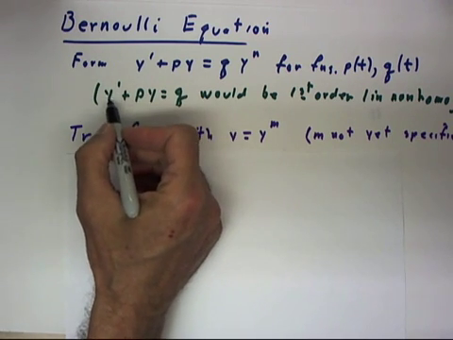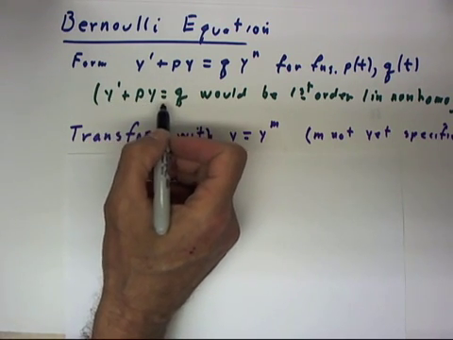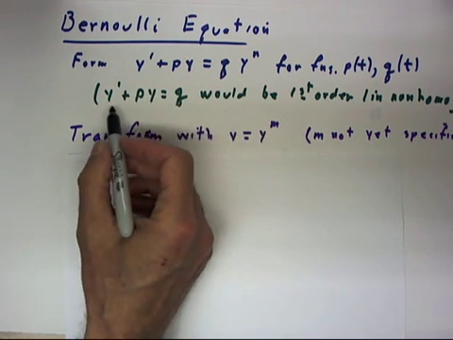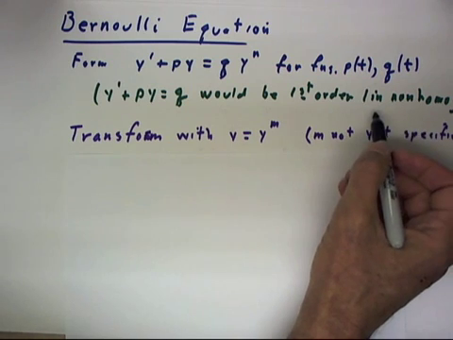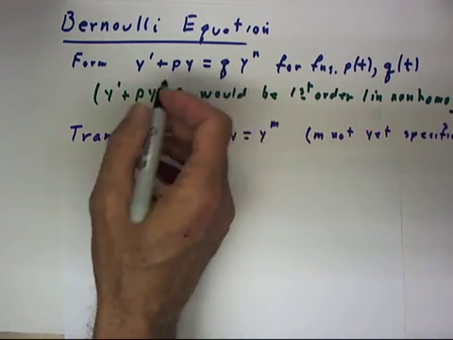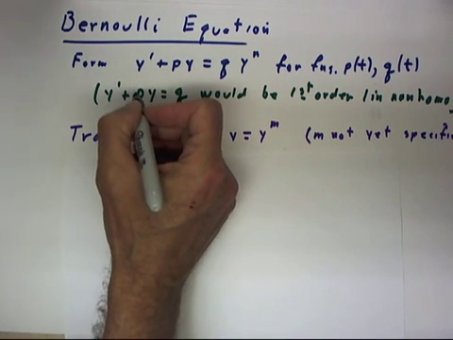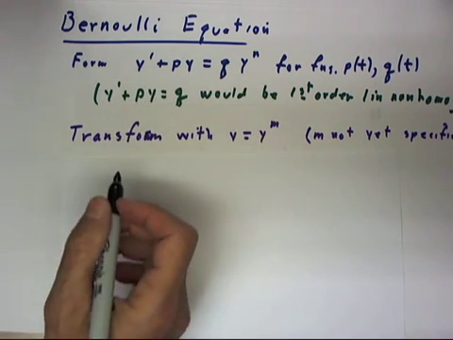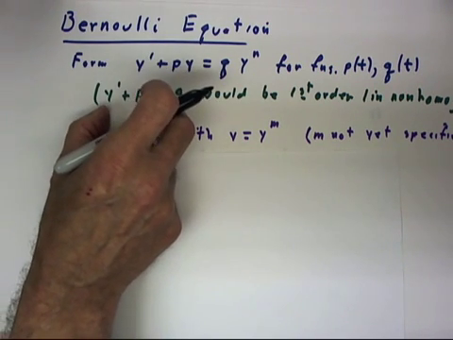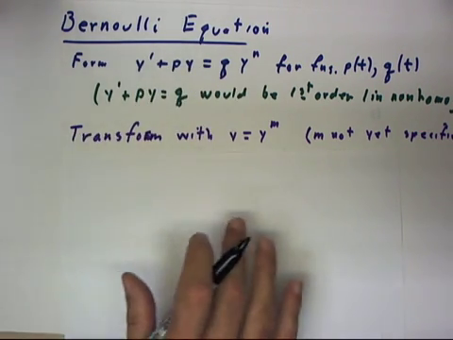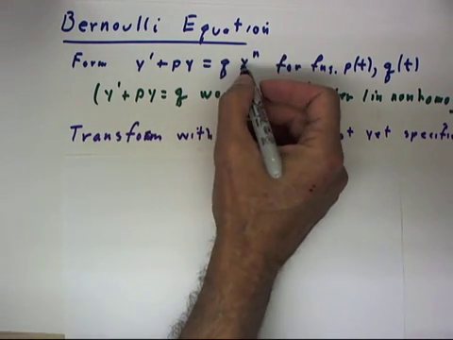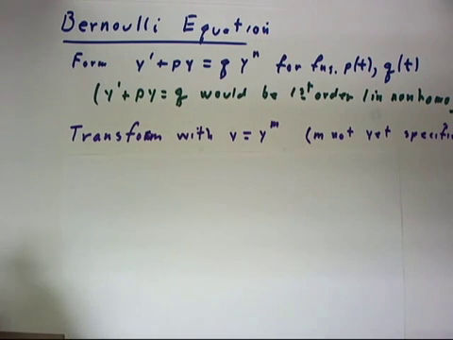Now, if the equation was just y prime plus p times y equals q, where again p and q are functions of t, this would just be a first-order linear non-homogeneous equation. We could integrate it, integrating factor e to the integral p of t dt, get the left-hand side into the form of a derivative of another function, etc. But we've got that pesky y to the n in there.